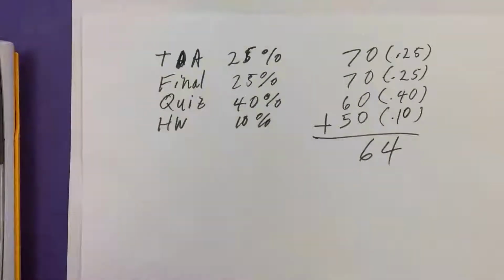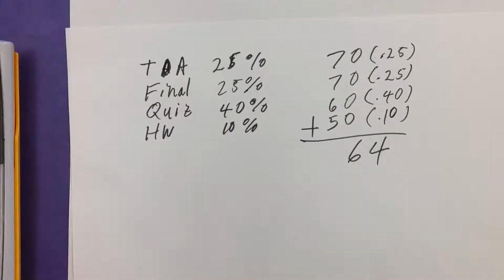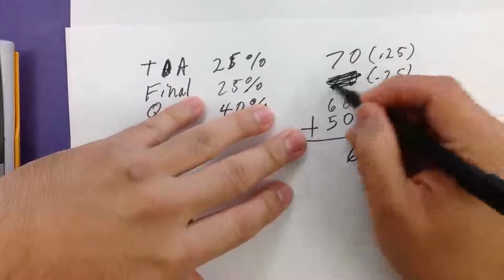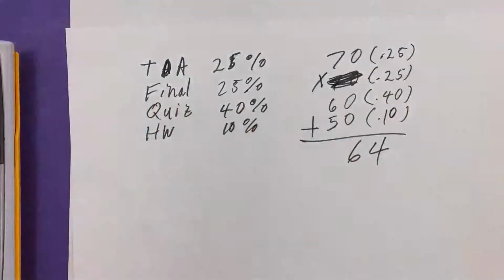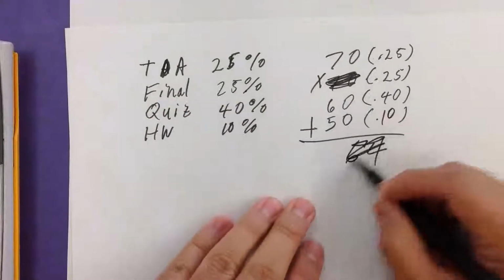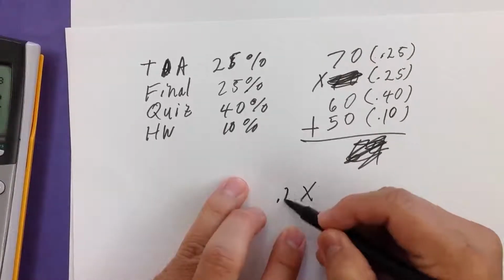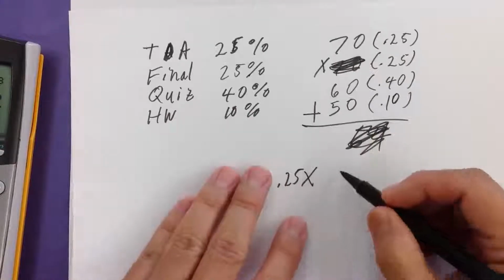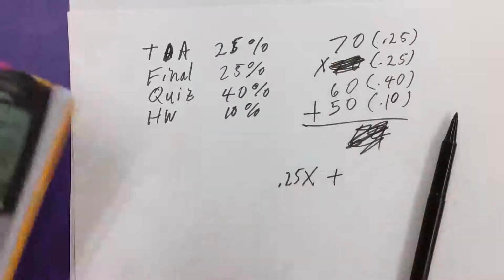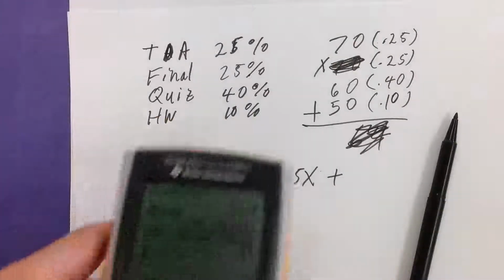Okay, so let's see. Next one. You also have to find out what he would need. So let me go back to this. Say, for instance, this same student is saying, but Mr. Lee, I need to find out what I need on the final to pass your class with at least a 70. Alright, so that's where we change the final grade to X. We don't need this right here. We know that it's going to be X times 0.25, and that's going to be plus something. So now we just take everything.